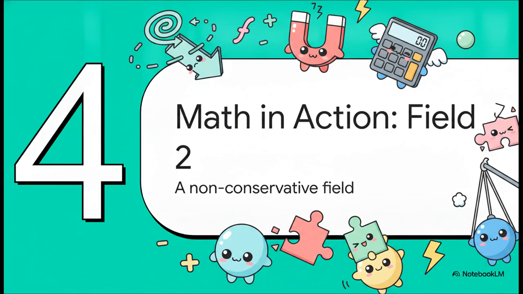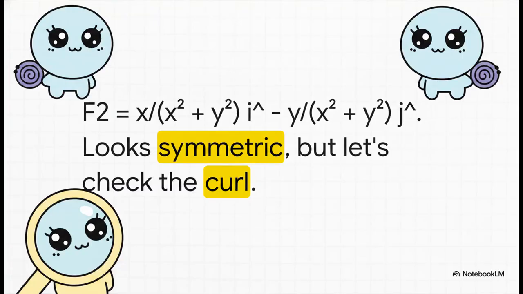Moving to Section 4, Math in Action, Field 2. Now we're going to analyze a second field that behaves in a totally different way. Let's consider field 2. At first glance, its components look incredibly symmetric. It seems really neat and orderly. But we can't trust our intuition on this one. We have to rely on calculating the curl to reveal what's actually going on physically.